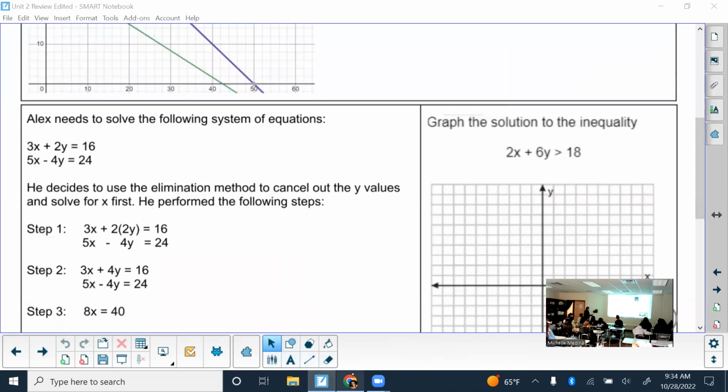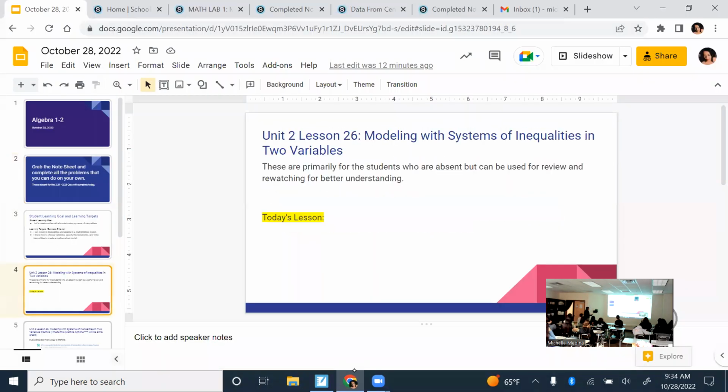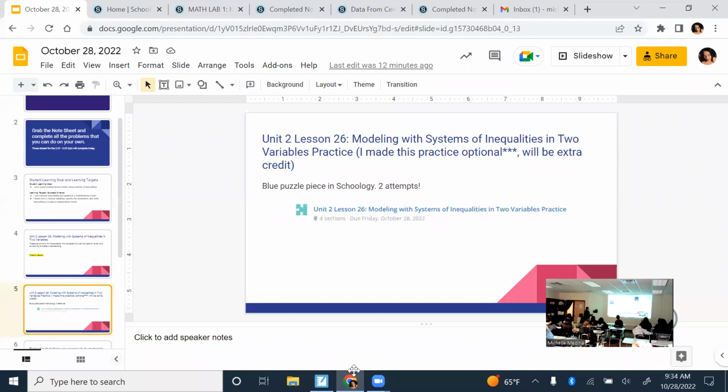So here's what I did. This puzzle piece for lesson 26 will just be optional. If you already did it, which some people did and they got a good score on it, I think it's only 4 or 5 questions, it'll be extra credit, whatever score you get. I'm not super worried about it.